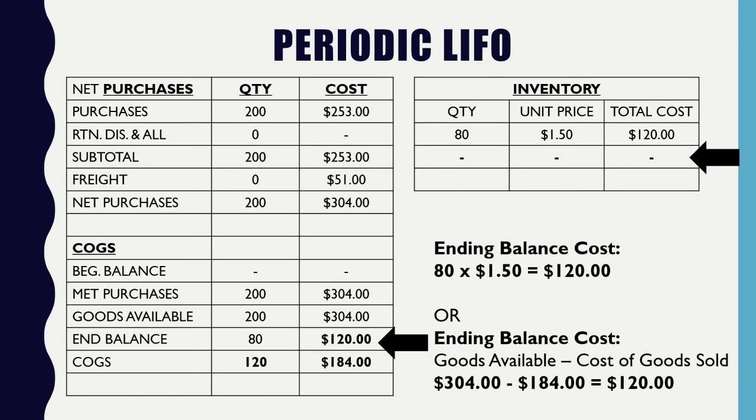Okay? And then to solve for our ending inventory, you can either multiply 80 times 1.50, or you can simply subtract 184 from 304, and you'll get 120. All right? So same exact concept, except when we're costing our goods sold, we're going from bottom to the top, where in FIFO, we're going from top to bottom.